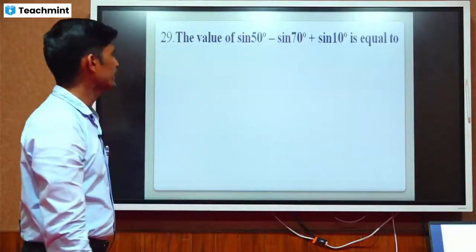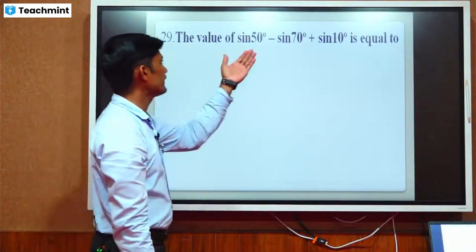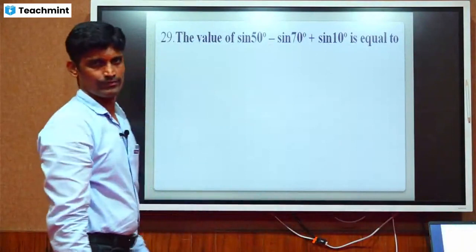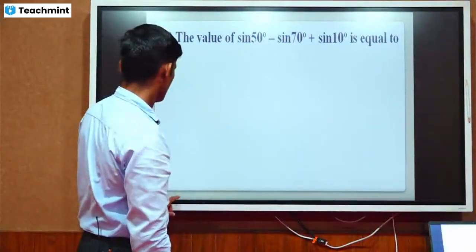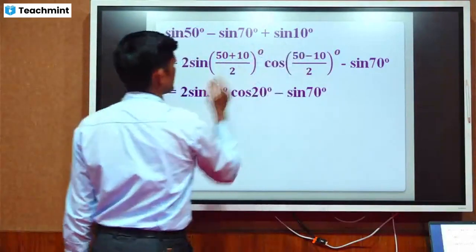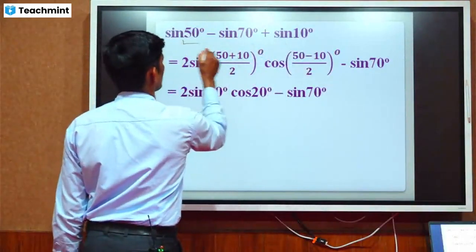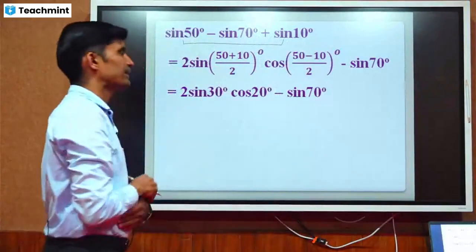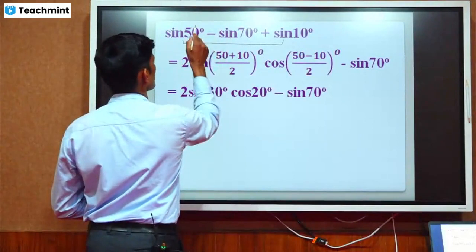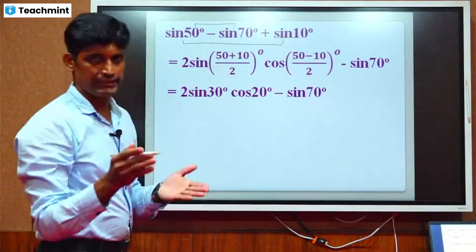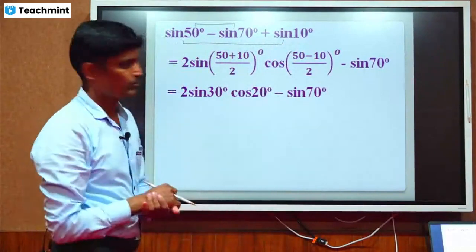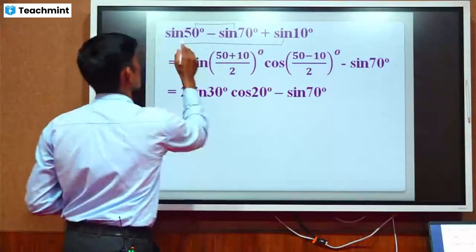Next, question number 29. The value of sine 50 degree minus sine 70 degree plus sine 10 degree is equal to. What is the value of this? Let us simplify. Sine 50 minus sine 70 plus sine 10 degree. Here they have added one, sine 50 degree plus sine 10 degree. It is not necessary. You can go for this also. This is sine c minus sine d. If you use these two, it is sine c minus sine d. Or if you use first and third, it is sine c plus sine d formula. Both are working fine here, and this works better actually.